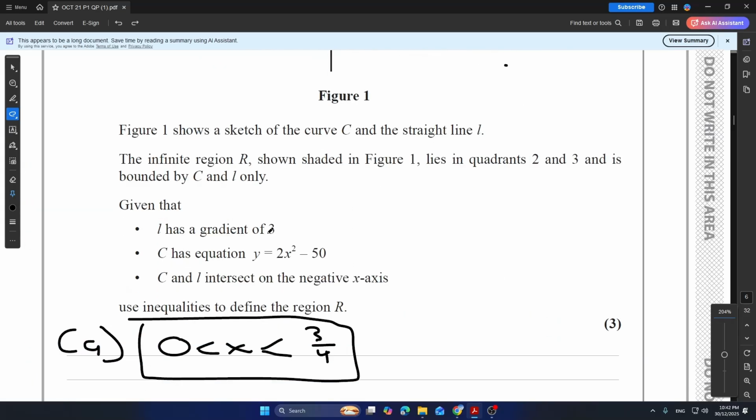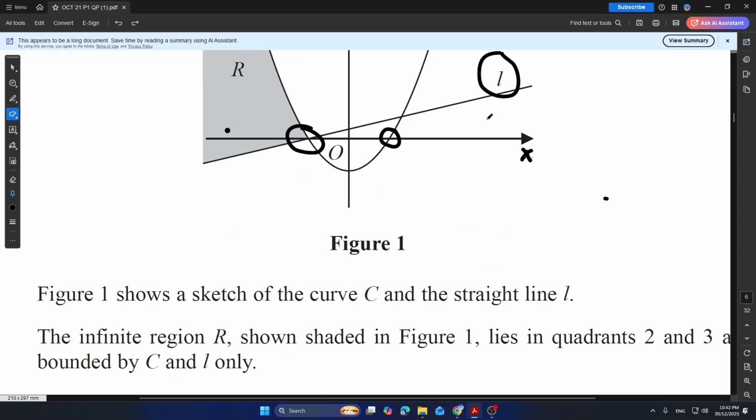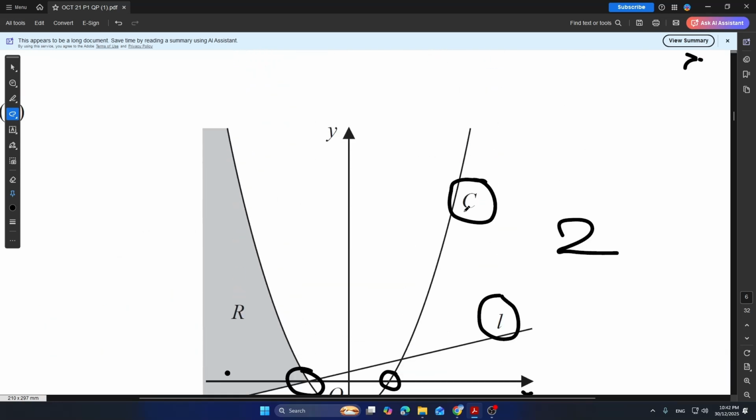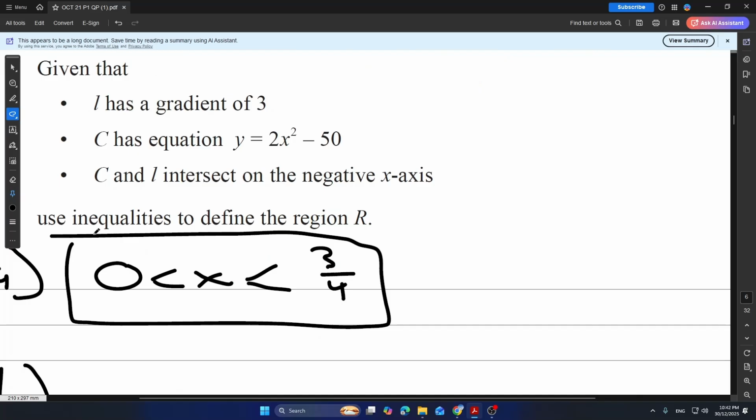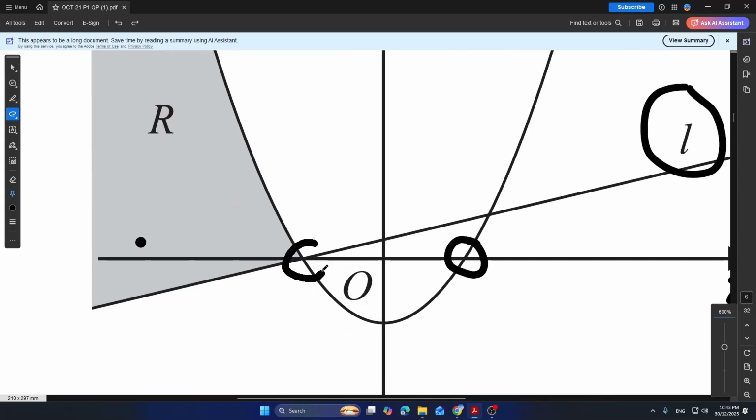First thing we need to do is find the point, this one, where L and C intersect, because it wants us to use inequalities to define the region R. So we need to use inequalities to find this region, this place. What is making this region? Inequalities. I will show what I mean in a second. But first of all, we need to find this point of intersection.